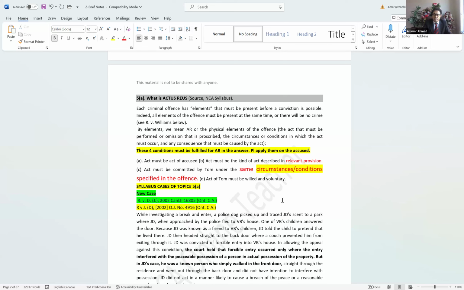This is the most important requirement if you want to charge any accused in Canada with the actus reus. So the act may have been committed, but not under the same circumstances or conditions as specified in the offense. And then lastly, the act of the accused must be willed and voluntary. So now let's do a practice question, and it will give you an idea how to apply these conditions on the accused.